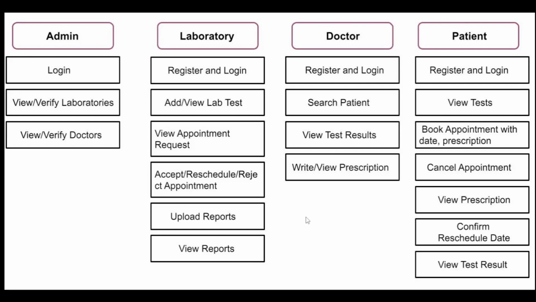In this project we have four modules: admin, laboratory, doctor and patient. These four characters will log in to their respective modules. In this project, admin will have predefined login credentials, a username and password. The username and password are both admin. With those login credentials, admin will log in. Admin's work here is to verify the laboratories which are registered in this website.